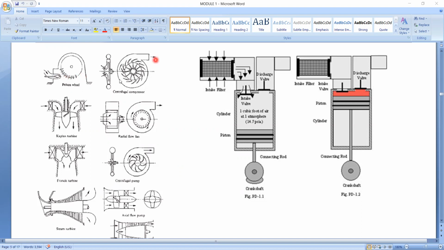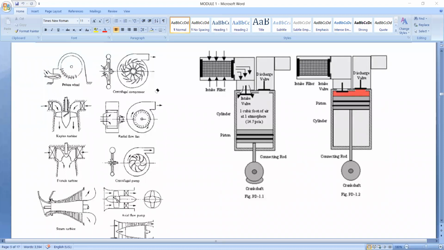Say for example, this is the rotor, this is the runner, and the direction of flow of the fluid is in this direction. Now can't we say this line is the tangent to this circle? Yes, the direction of flow of the fluid is tangent to the rotation of the runner, or rotor. So such type of turbo machines are known as tangential flow turbo machines.